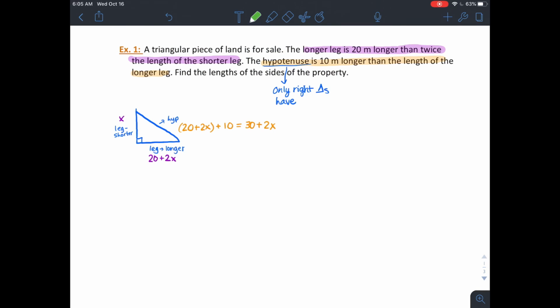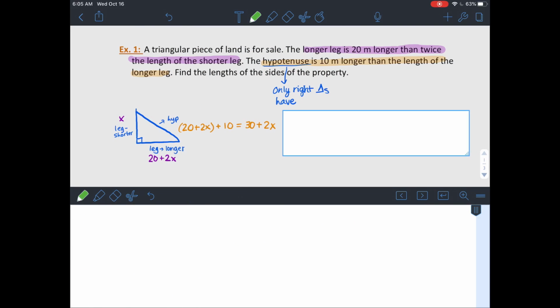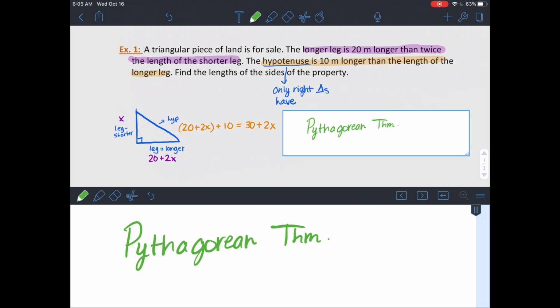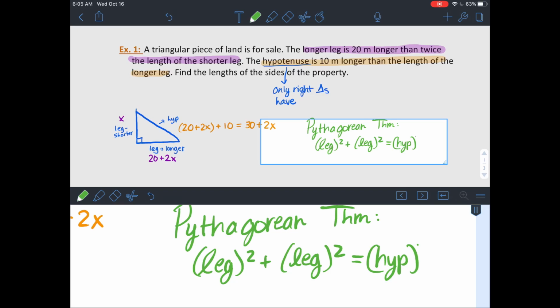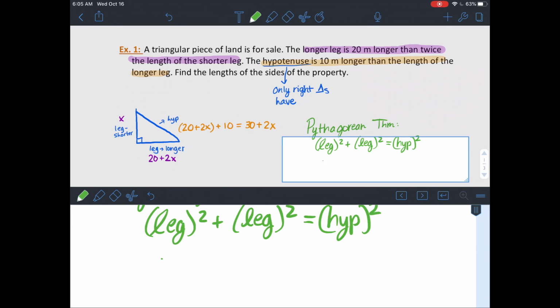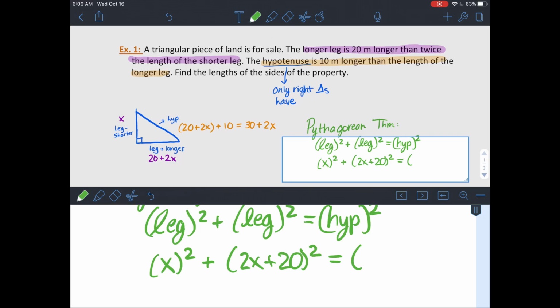Now I need an equation that relates all this information. So anytime you're looking at a right triangle, don't forget the good old Pythagorean theorem. The Pythagorean theorem, if you've forgotten, says that if you take your legs squared and add them together, it equals the length of your hypotenuse squared. So we're going to plug in what we have for our expressions for our legs and our hypotenuse. So you get x squared plus (20 plus 2x) squared equals (2x plus 30) squared.